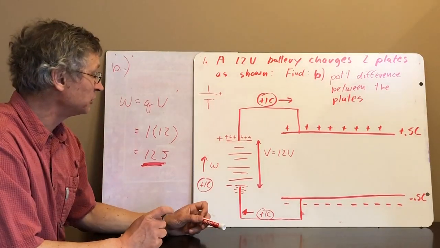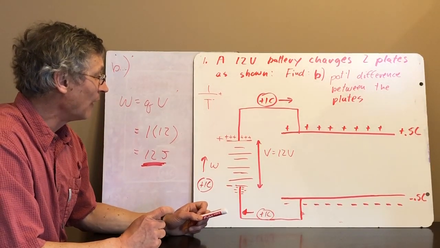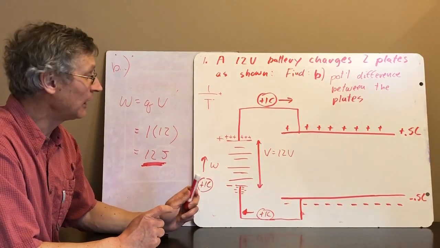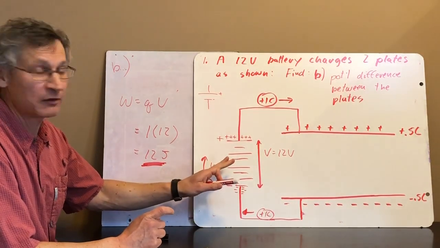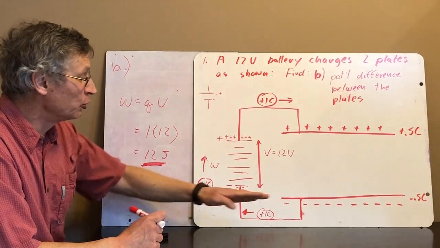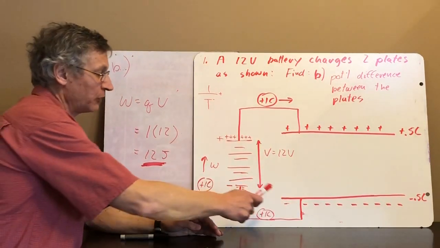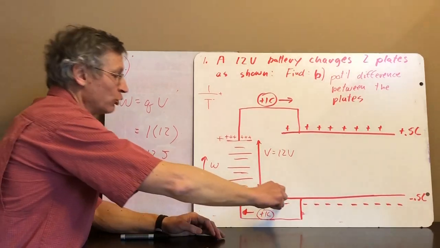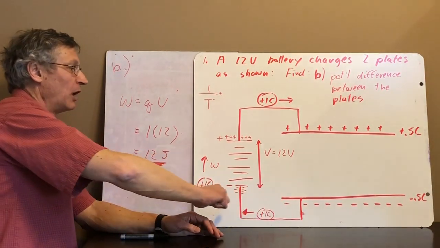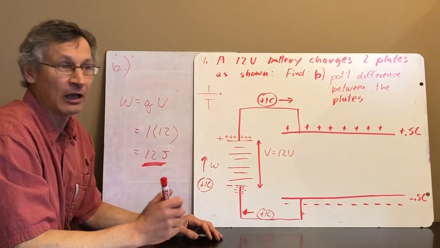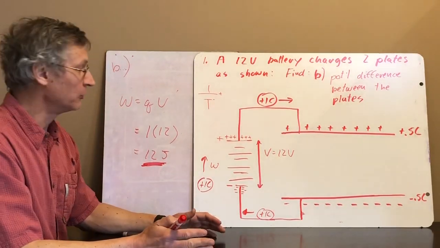And I should mention right now that from now on, if you see a situation like this, and you're trying to figure out the potential difference between these plates, you don't have to go through this whole rigmarole of dragging a coulomb of charge from one through the battery to the other. From now on, here's a shortcut you can use.